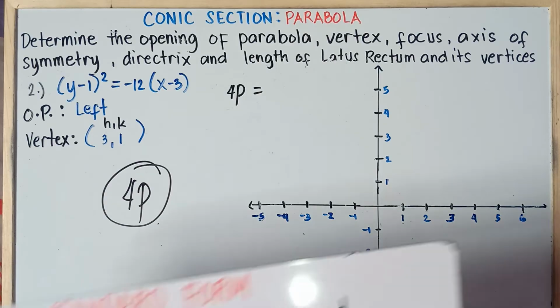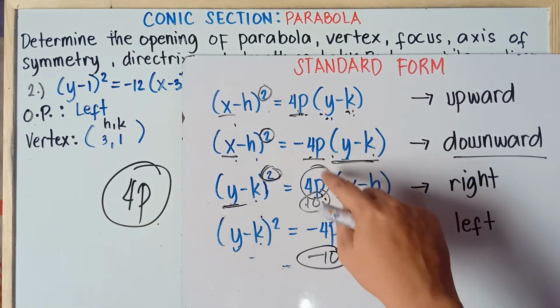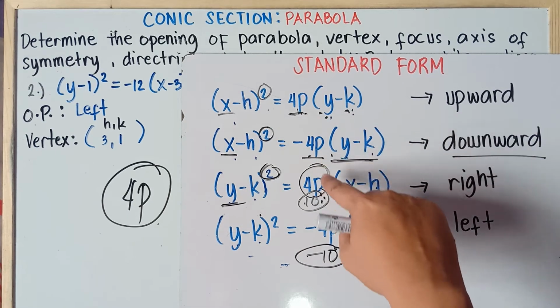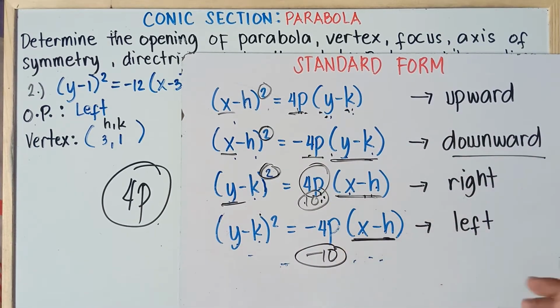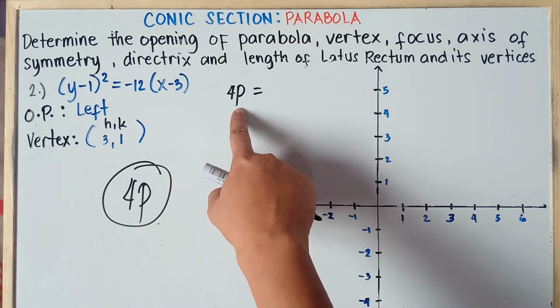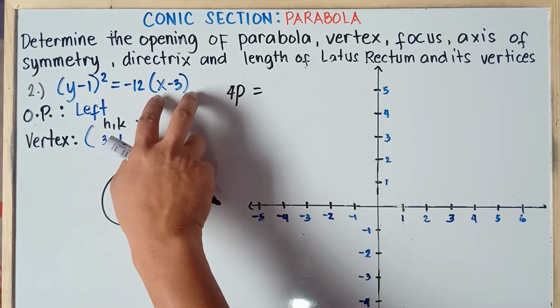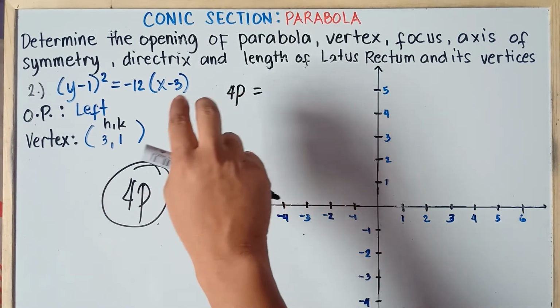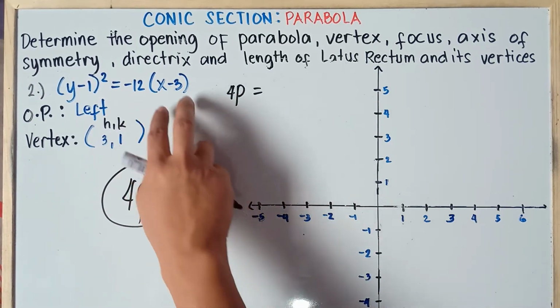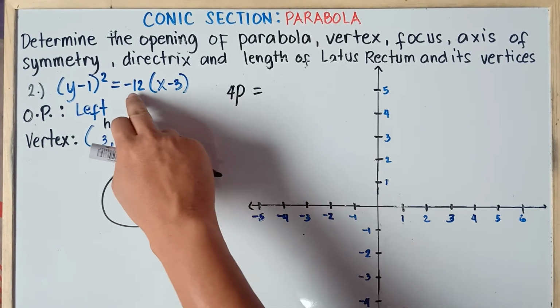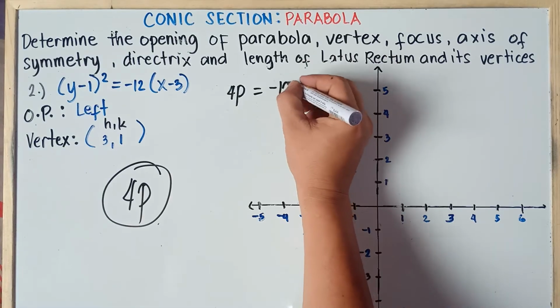Once again, in the equation, class, you have negative 4p, right? Check the equation, class. You have negative 4p. But to get the value of p, class, it's always positive 4p, then the number before this quantity. The number before this quantity is negative 12. So that will be 4p equals, copy this number, negative 12.